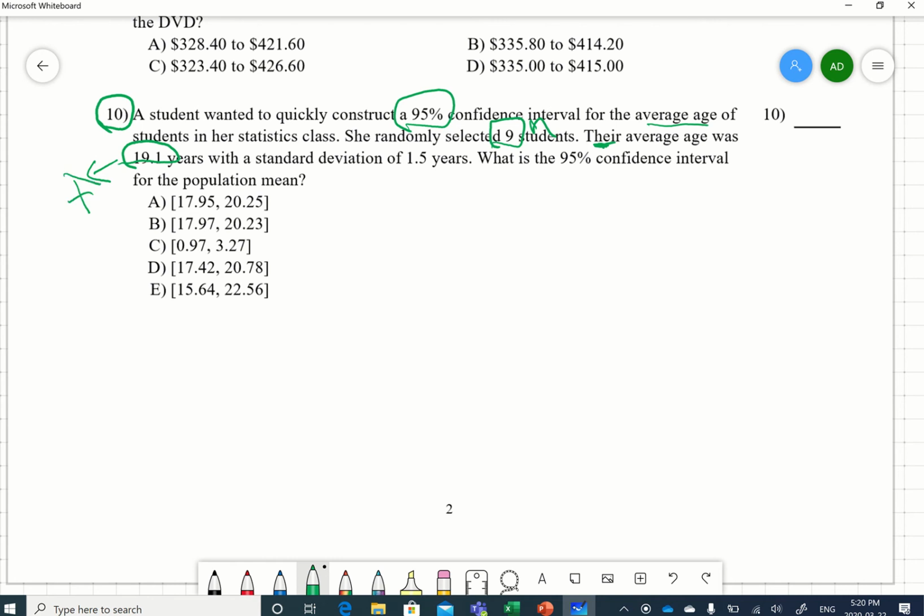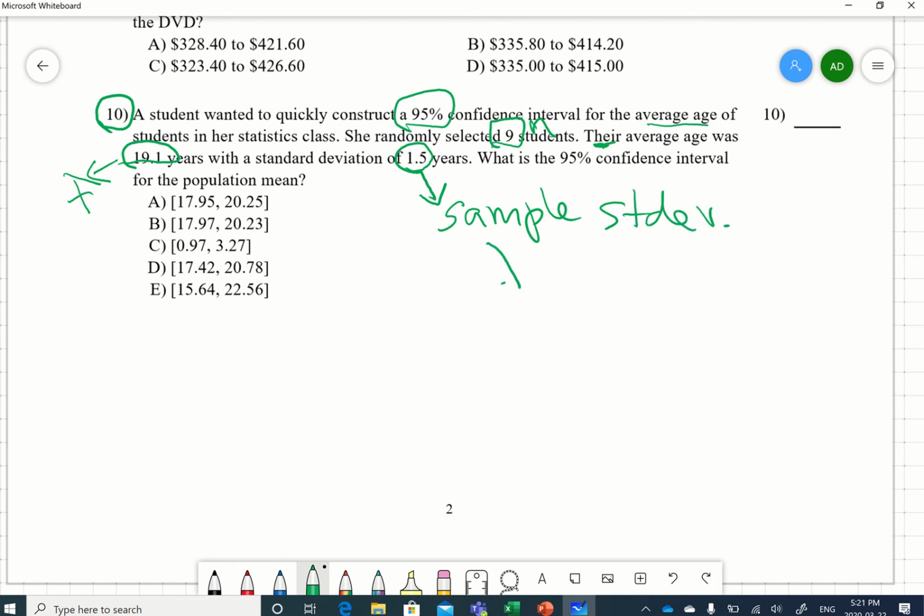with a standard deviation. This doesn't specify, or in other words, it can say their average age is 19.1 with a standard deviation. That means the standard deviation was calculated using those 9 students. She didn't use all students in her class. So this cannot be the population standard deviation, right? If this is not the population standard deviation, this is obviously the sample standard deviation.